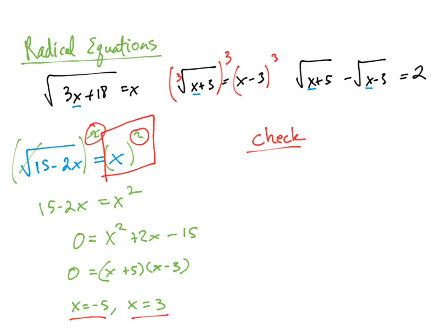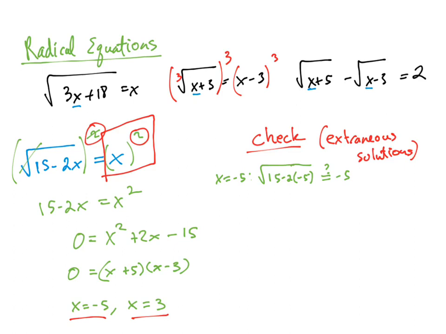And we call those extraneous solutions. They're just extra solutions that don't actually work to solve the equation. So let's check both of these. If we have x is equal to negative 5, we get square root of 15 minus 2 times negative 5. Is that equal to negative 5?